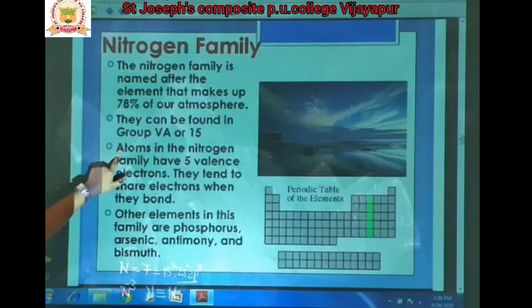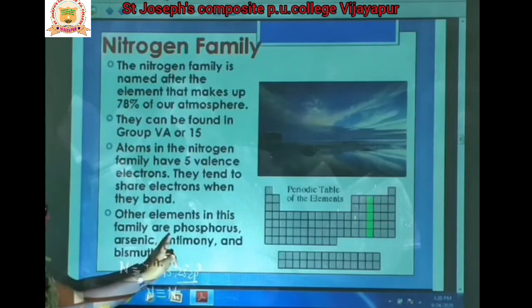Next one. Atoms in the nitrogen family have 5 valence electrons. They tend to share the electrons when they bond. They tend to share the 5 electrons and they want 3 electrons to complete the octet or to become stable. The other elements in this family are phosphorus, arsenic, antimony and bismuth.